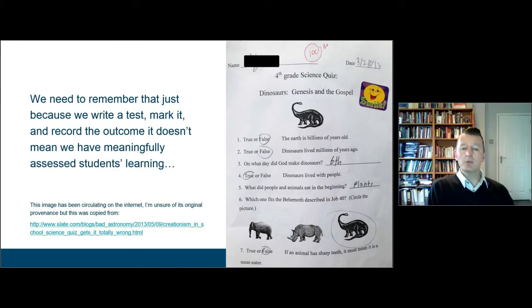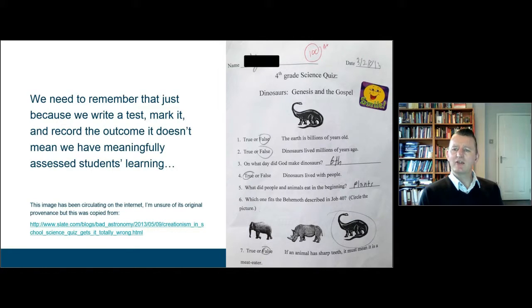Now here's an example that I've taken to finish up with from the internet, because it demonstrates to us that we can write tests, mark them with some agreement from people in the department, and then record the outcome of the test in our mark book, but it doesn't mean that we've done anything meaningful around assessing student learning. So here's a picture which has been floating around on the internet for a few months. Certainly I've been seeing it crop up in different places over the last few months. Take a moment to have a look at this.